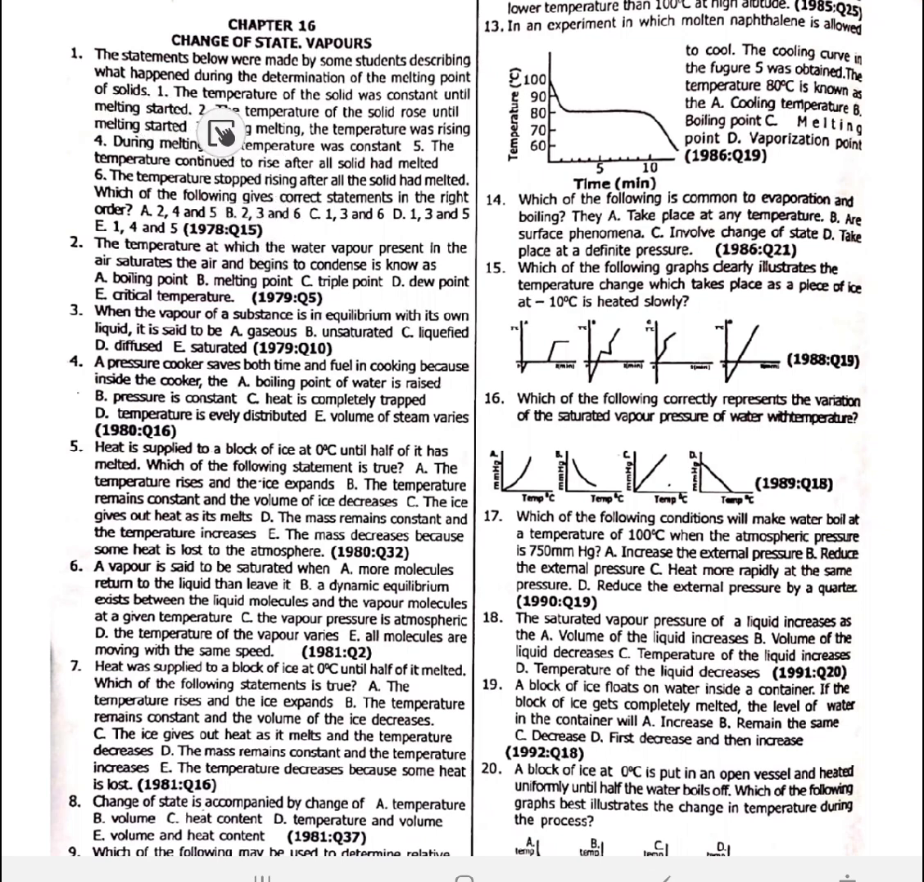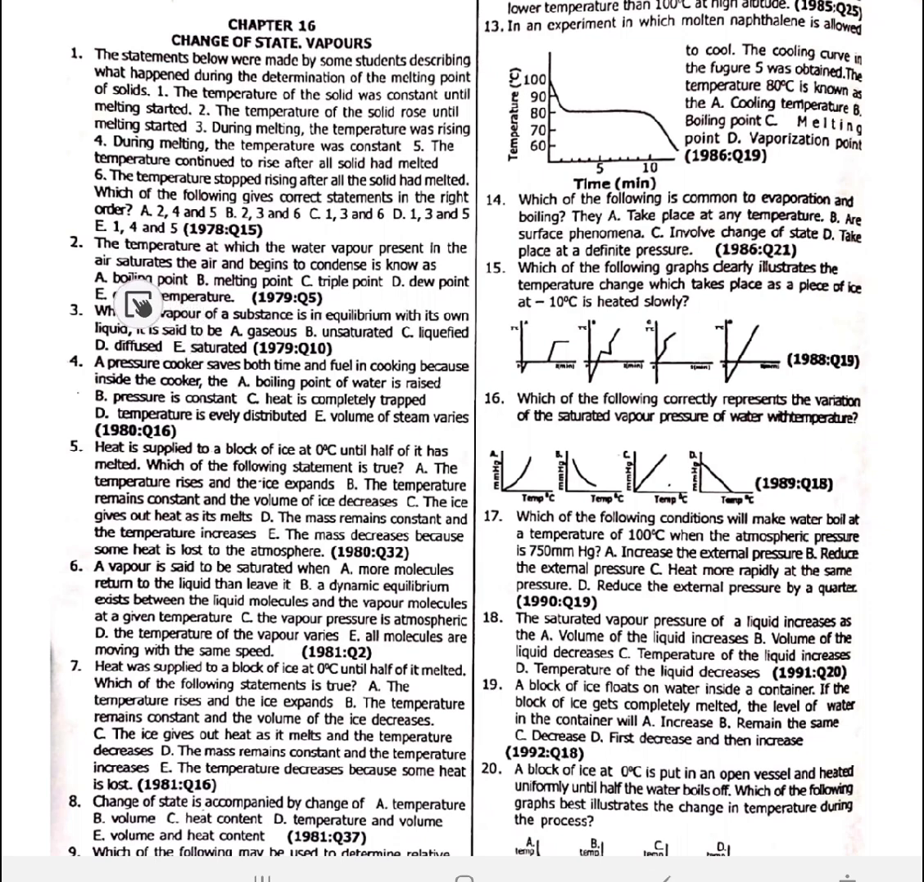Let me see. Okay, we have multiple options. The correct option here will be option A. Why? For melting to occur, the first thing that happens is that the temperature of the solid would rise until melting would start. The next thing that will happen is that during melting the temperature will be constant, and the next thing is the temperature continues to rise after all the solid has melted. So number one is option A.